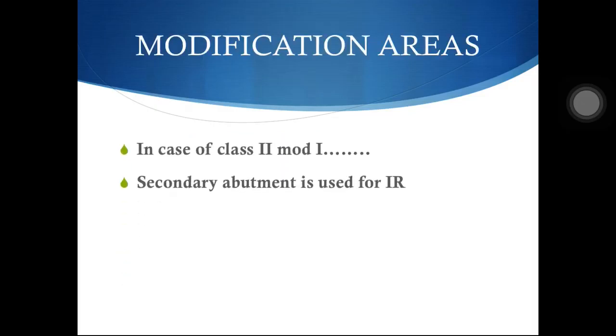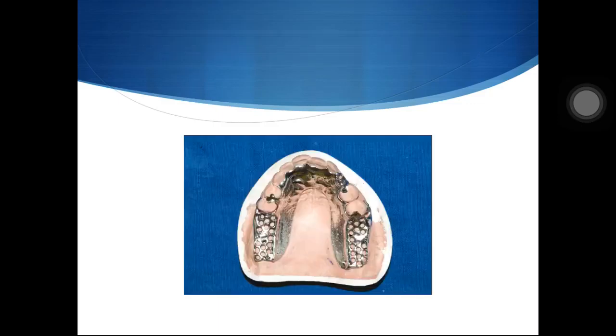Modification areas can sometimes also act as indirect retainers, mostly in cases of class 1 and class 2 modification ones, where the secondary abutment is used for indirect retention, like in this case in which this is class 2, free end saddle. No, it is class 1, sorry. Both are free end saddles, and the modification area, this tooth is missing. So in the provision of this area, this area will already act as an indirect retainer because it is away from the fulcrum line and it provides all the necessary requirements of the indirect retainers.